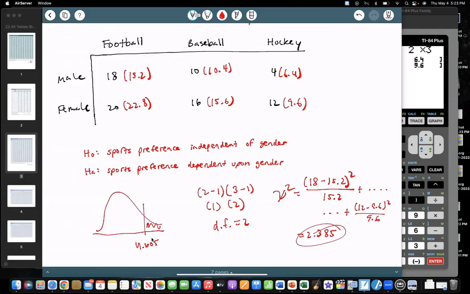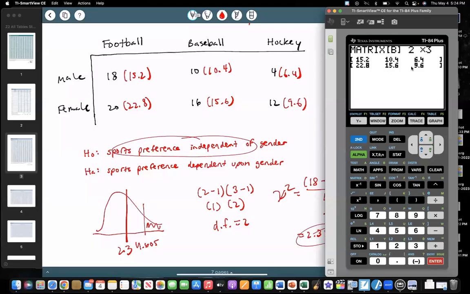So 2.385 is about half of 4.6. So 2.385 is going to be outside the critical region. So it looks like we don't have enough evidence to reject. So we don't have enough evidence to show that they're dependent or related. So our conclusion is that they're independent. We don't have enough evidence to show that they're related.